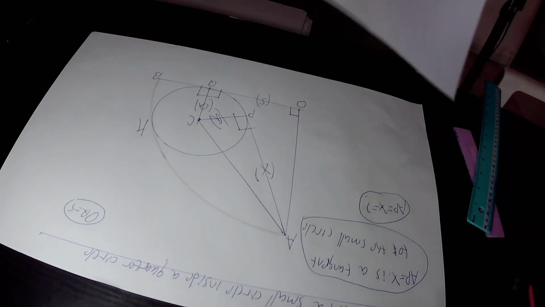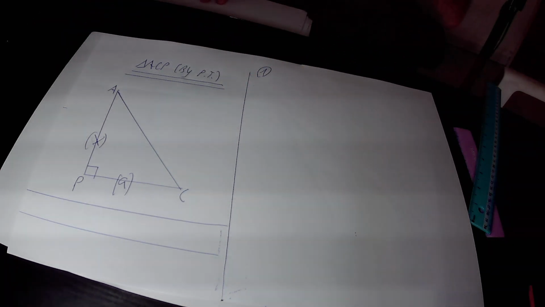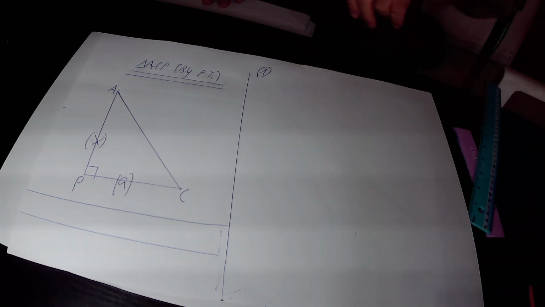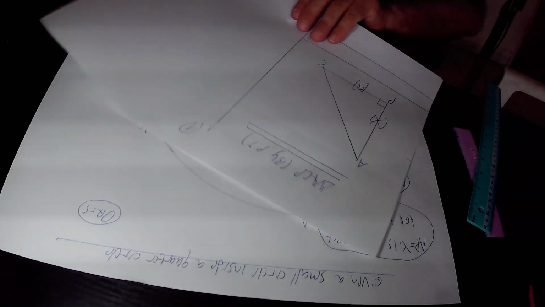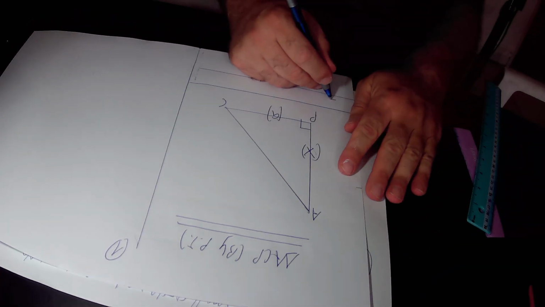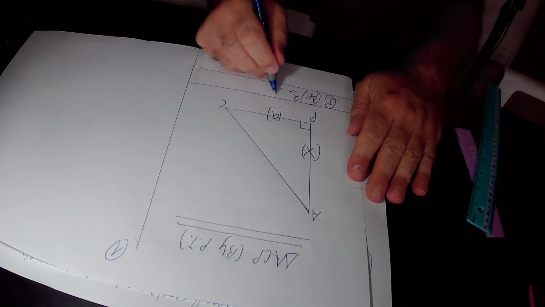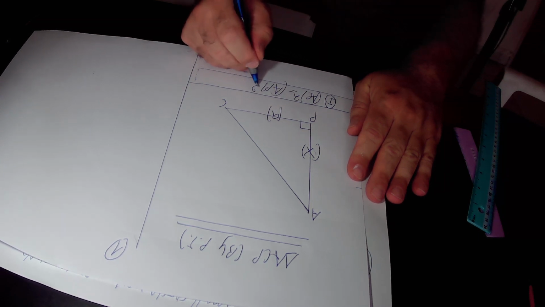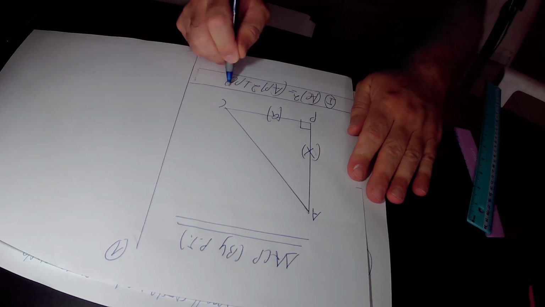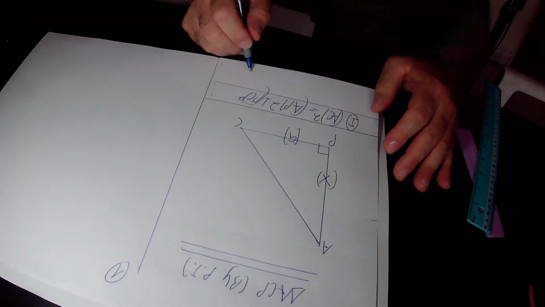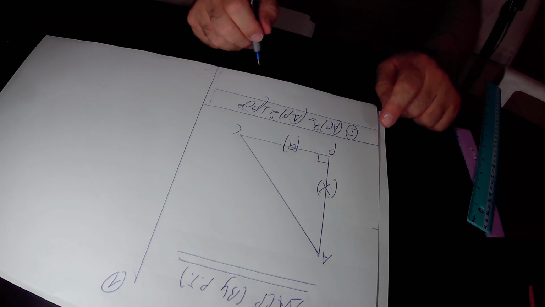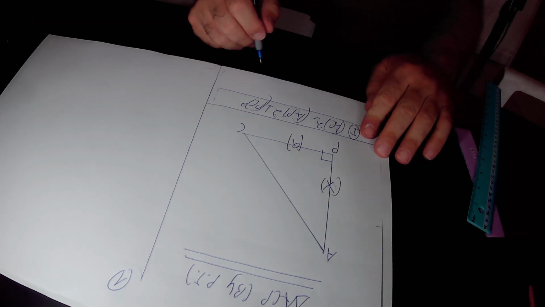So actually, this is the right triangle APC that I copied from the original drawing. According to the Pythagoras theorem, in this right triangle ACP, AC squared, that is the square of the hypotenuse, equals AP squared plus PC squared. So I write it down. This will be equation 1. AC squared, the square of the hypotenuse, is equal to AP squared plus PC squared.